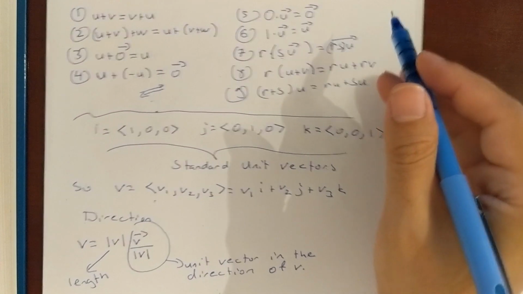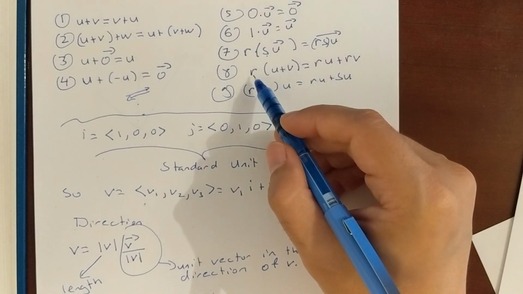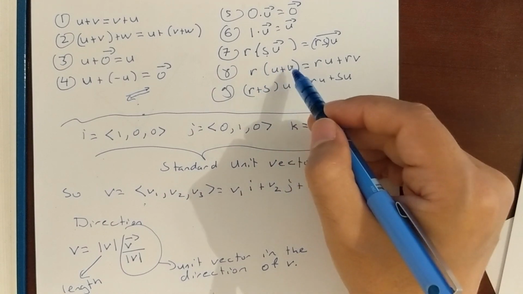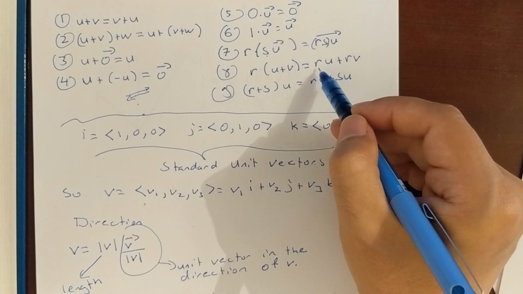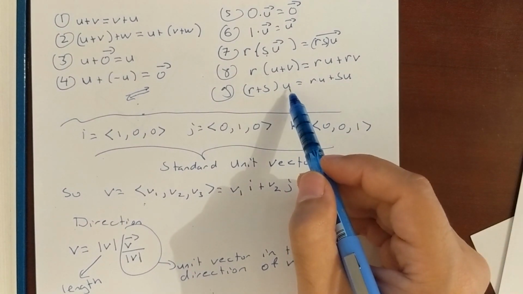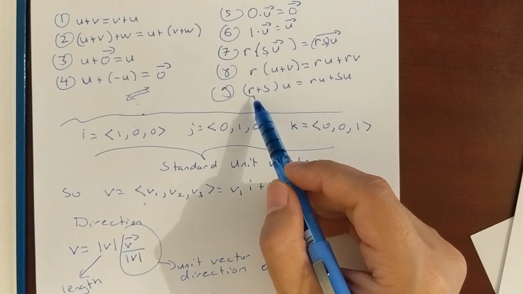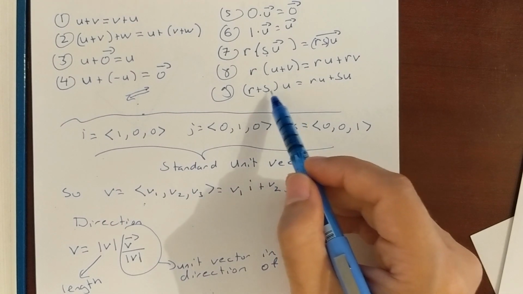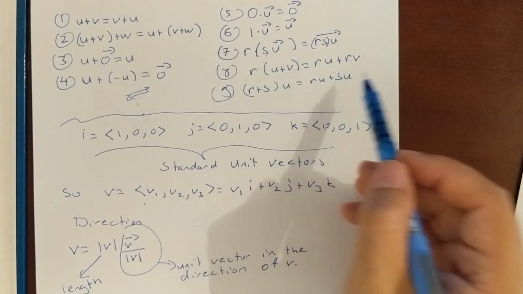Now, how does scalar multiplication distribute over vector addition? If you do r times u plus v, where u plus v is a vector, that's the same thing as doing r times u plus r times v. And again, we can talk about adding two numbers and then multiplying by a vector. That would be r times u plus s times u.